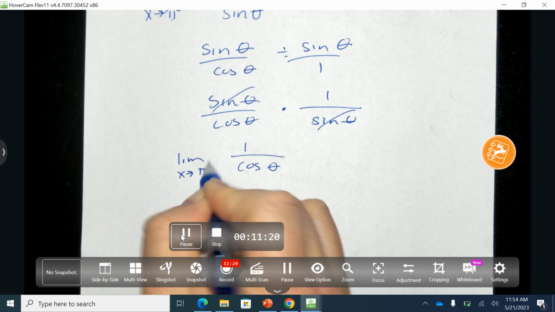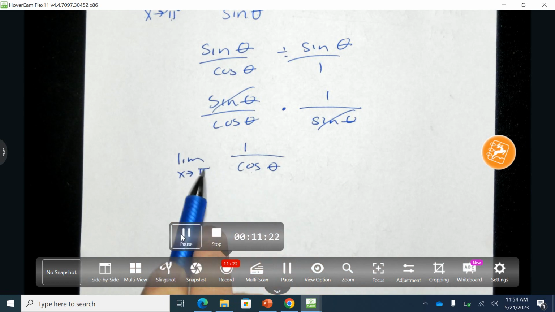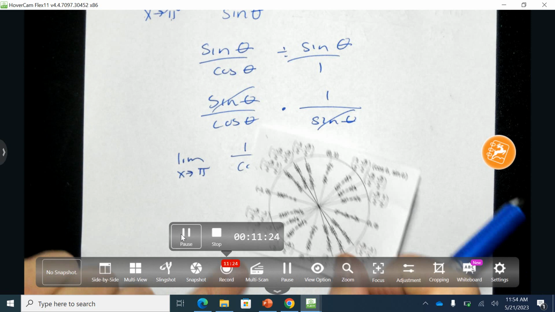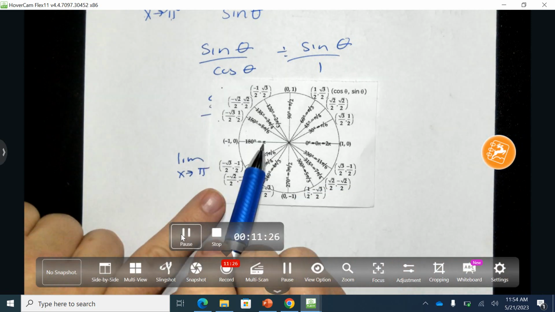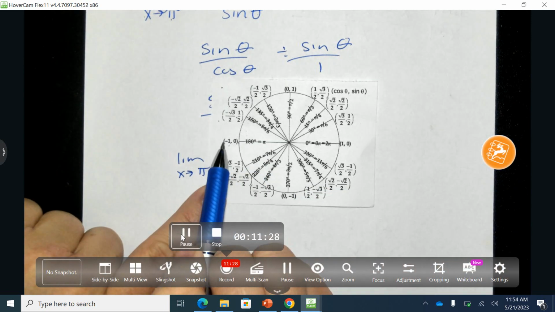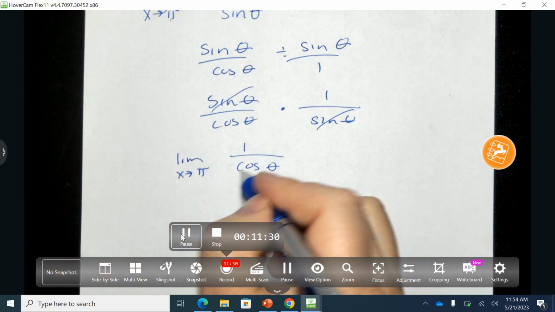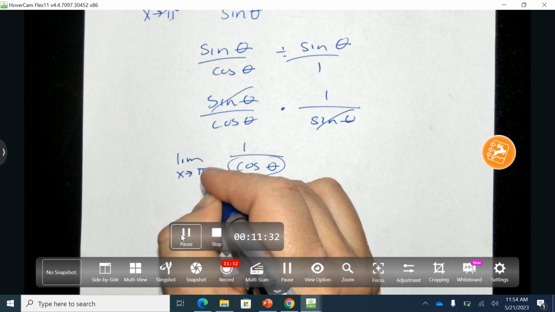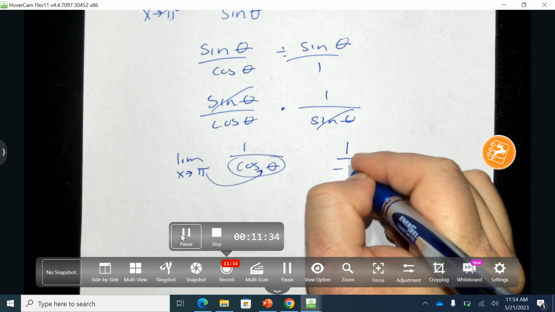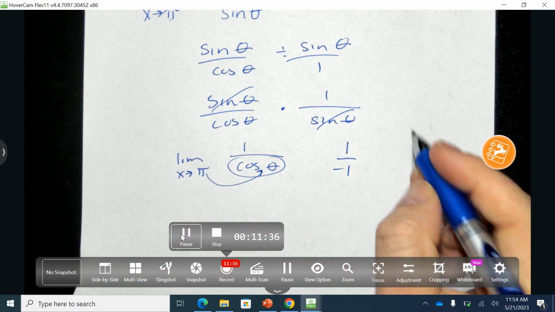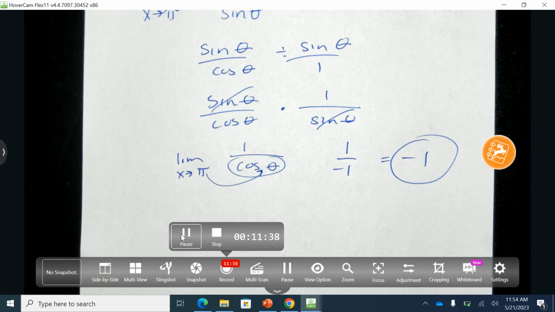All right, let's look here. Let's evaluate the cosine at pi. Remember CBS, cosine before sine. So at pi, the cosine is negative 1. So I'm able to replace this when I plug this in with 1 over negative 1. And I know 1 over negative 1 evaluates just to simply negative 1.